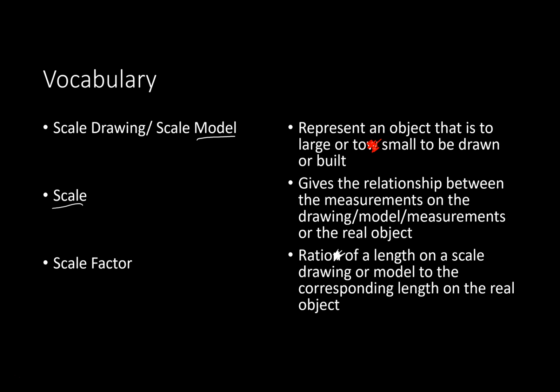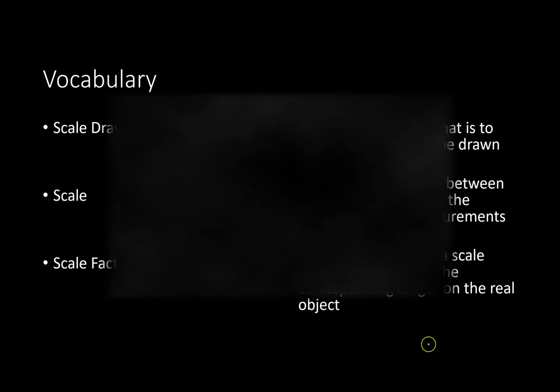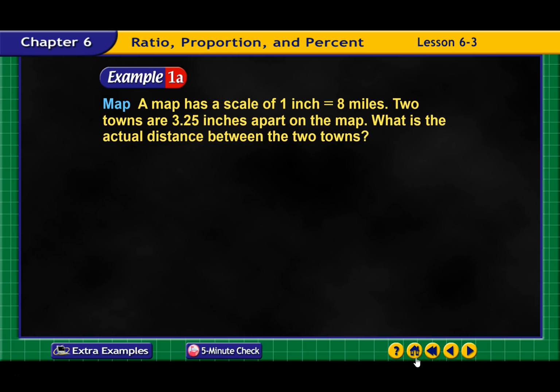So that scale factor is what I call the Google Maps factor. Because on a map, down on the bottom right, there will always be something like 1 mile is 1 inch, or 50 inches equals 1 mile. Anyways, moving on.